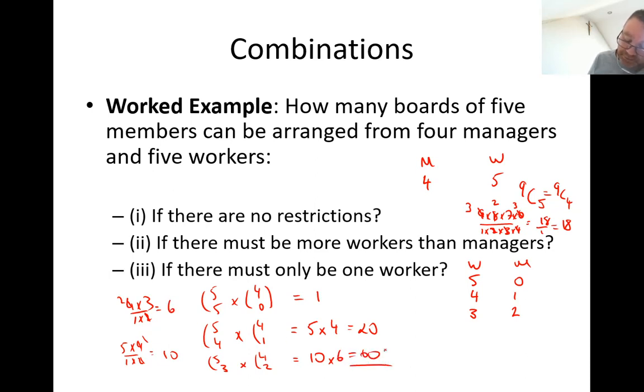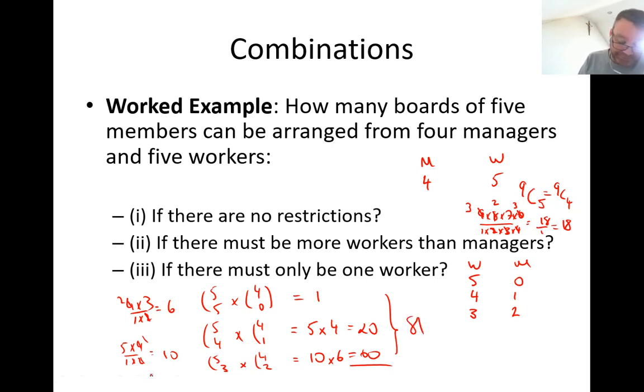So therefore, there's one way if I have 5 workers and no managers, there's 20 ways if I have 4 workers and 1 manager, and there are 60 ways if I have 3 workers and 2 managers, giving me a total of 81 different ways.